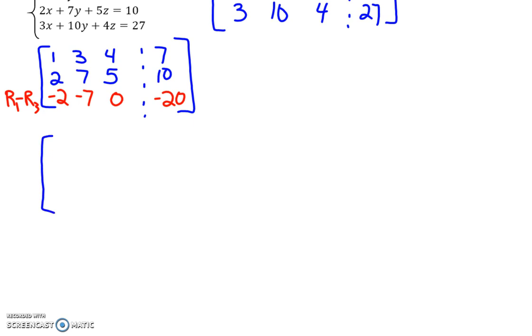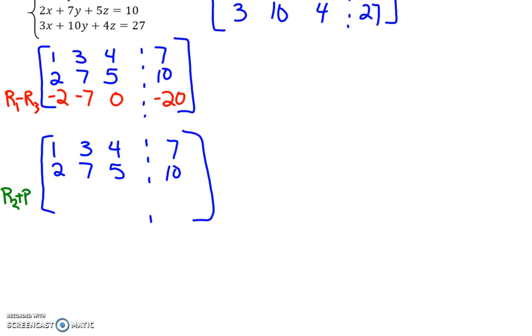All right, so in the next one, again, I'm going to keep the first row the same and the second row. But then for the third row, I'm going to add row 2 and row 3 from the previous matrix. So 2 minus 2 is 0, 7 minus 7 is 0, and 5 plus 0 is 5, and then 10 plus negative 20 is negative 10.